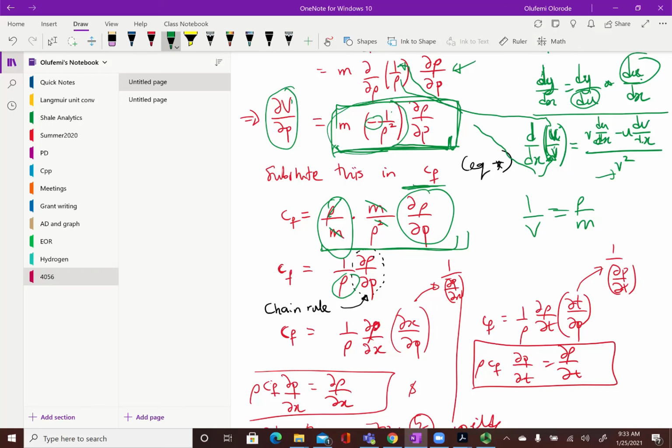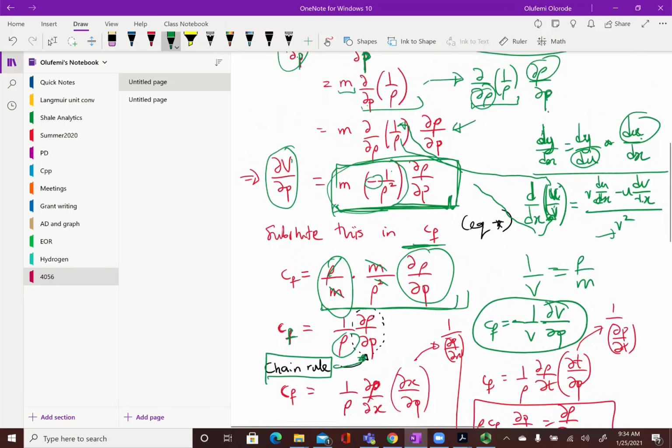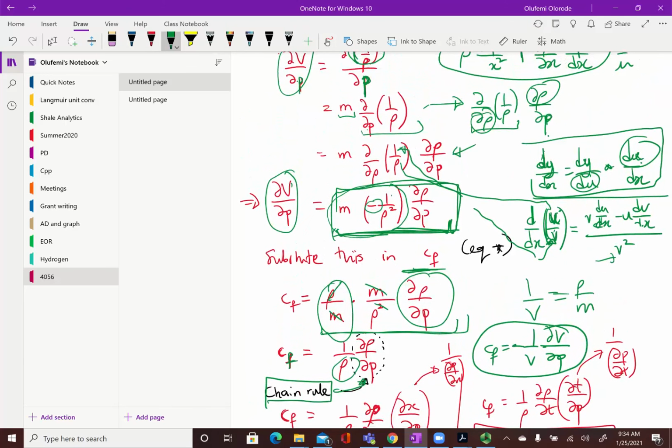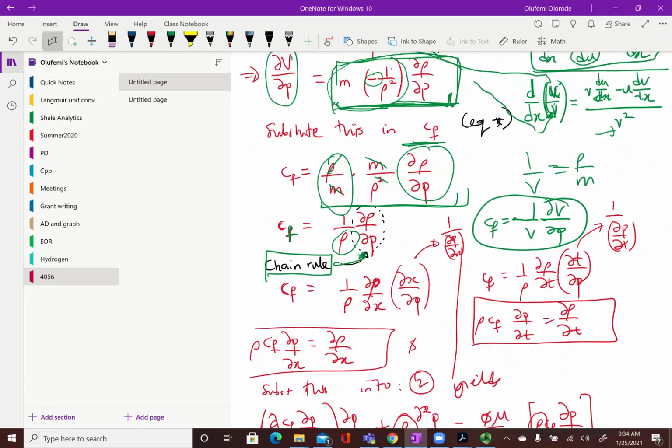So that's how you get your fluid compressibility as 1 over rho d rho dp, which is similar to the original form, minus 1 over v dv dp. Different ways of writing the same equation. And then we can use chain rule on the rho dp. We've talked about chain rule before, right? Use that on the rho dp, and the rho dp becomes the rho dx dp. Precisely chain rule.